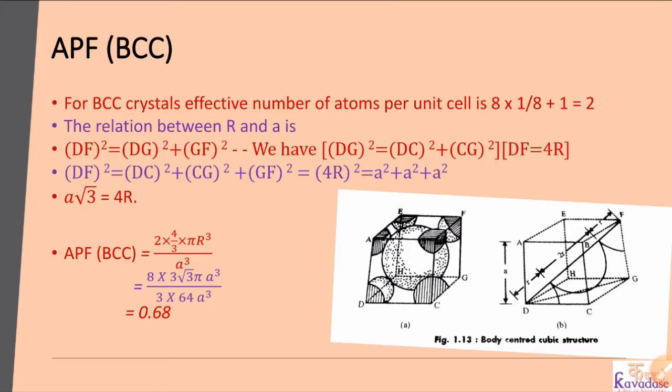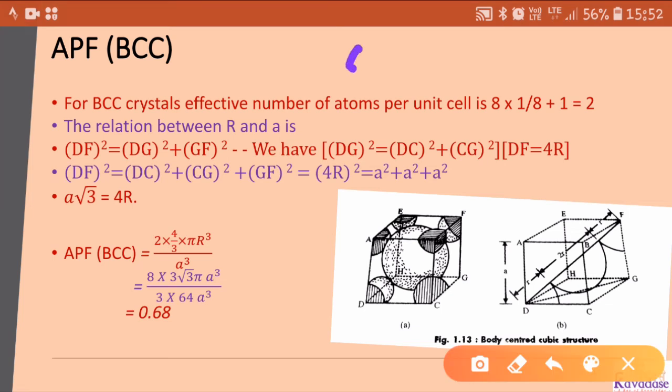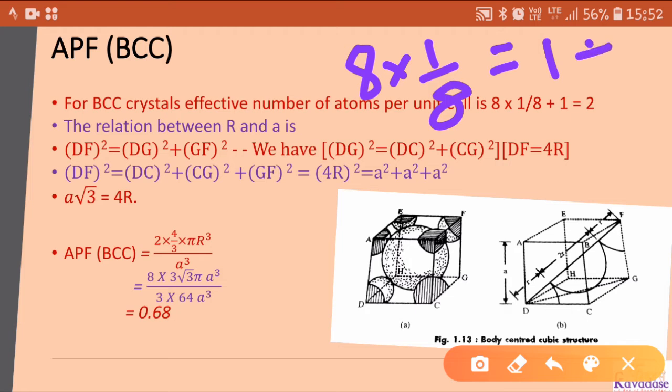Similarly, APF for BCC can be calculated as follows. BCC structure has total number of effective atoms as follows. There are 8 corner atoms which are shared by 8 unit cells. So 8 into 1 by 8 is 1, and you will see one big atom at center, so plus 1. So there are 2 effective atoms.